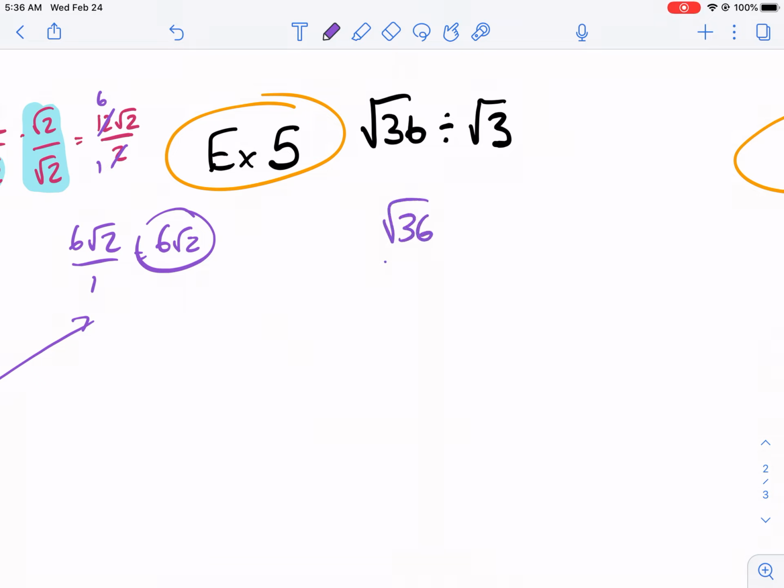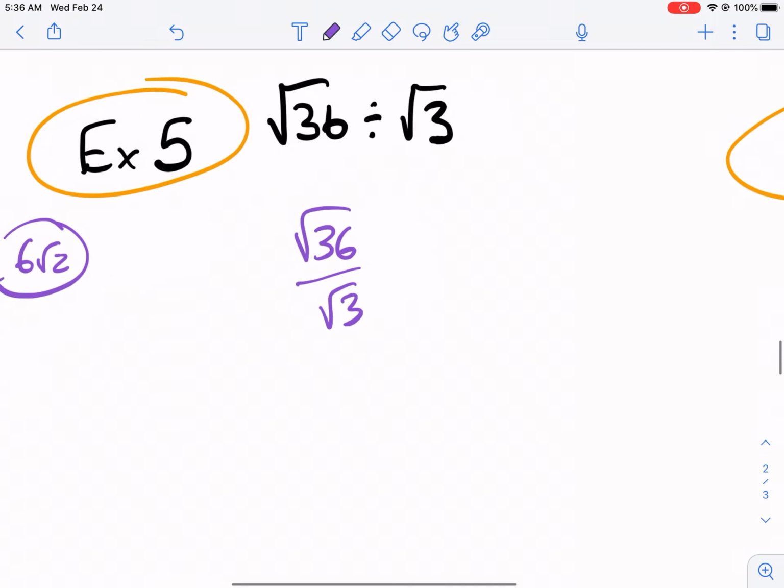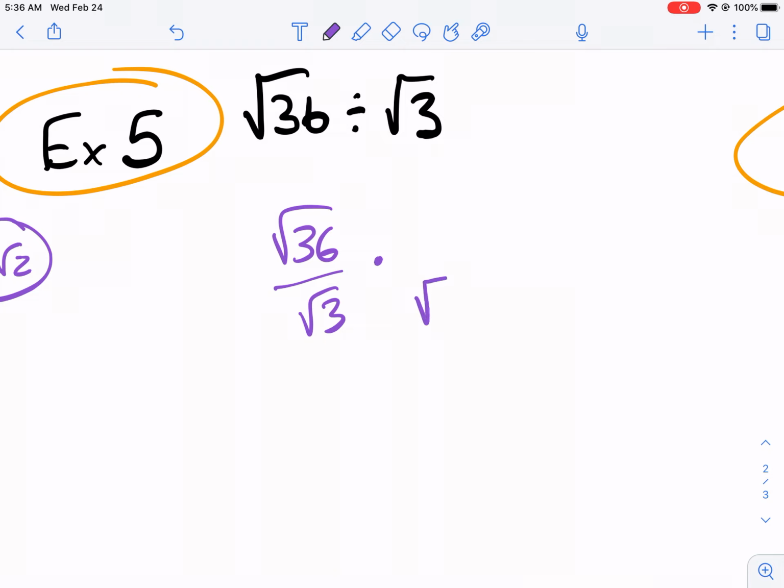Square root of 36 over square root of 3. Okay, 2 different ways to do this one as well. So let's go ahead and show you the first way, which is multiply by radical 3 over radical 3. How do I know to do that?